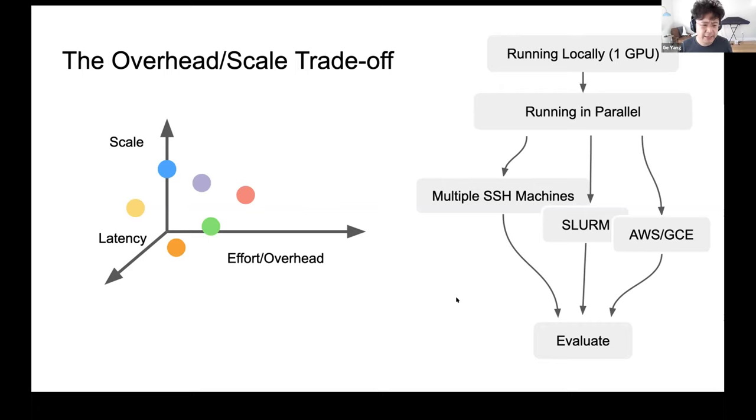One cost is overhead. Imagine I ask you, can you just set up my parallel job runs on GCE in the next 20 minutes? You're not going to be able to do that, because the first step is that you need to set up your account and all the access credentials. If you're trying to do this with AWS, it's going to take you even longer. So there's a lot of overhead for setting up shop with each one of these cloud providers or compute infrastructures. And then there's also latency.